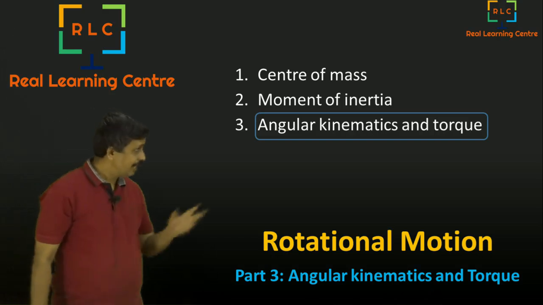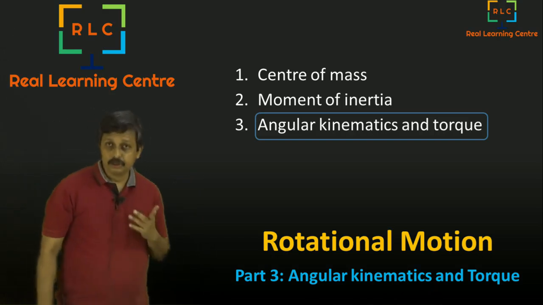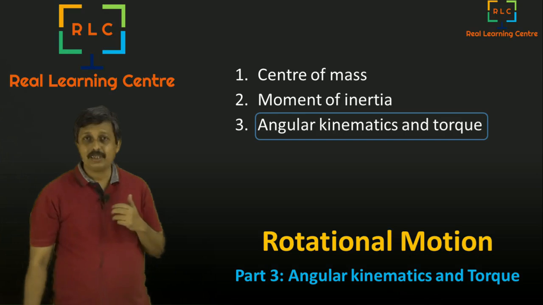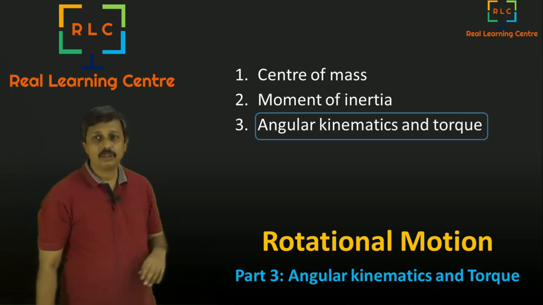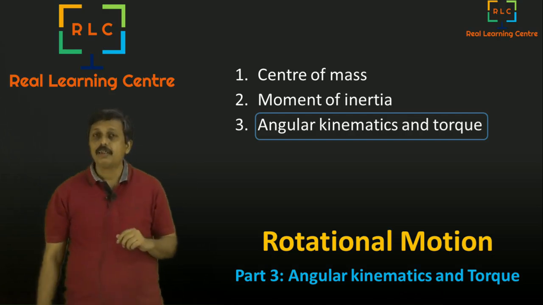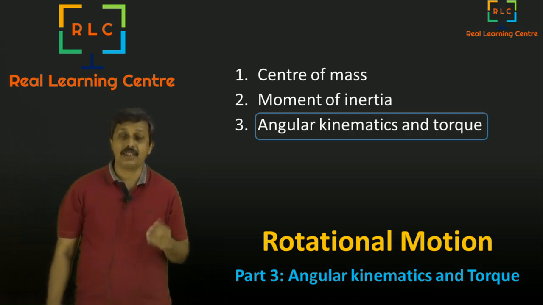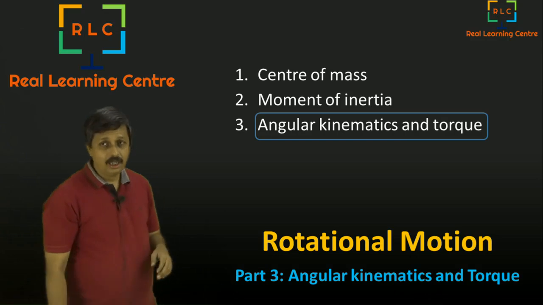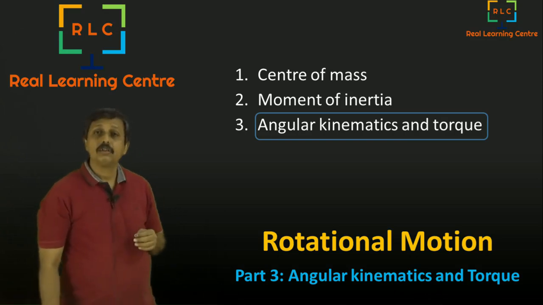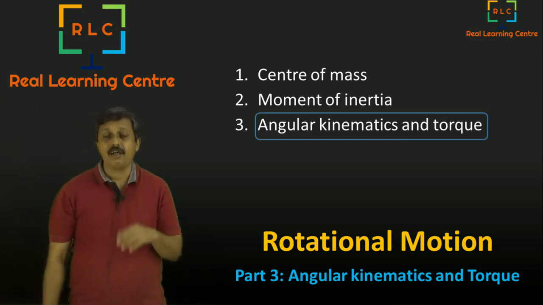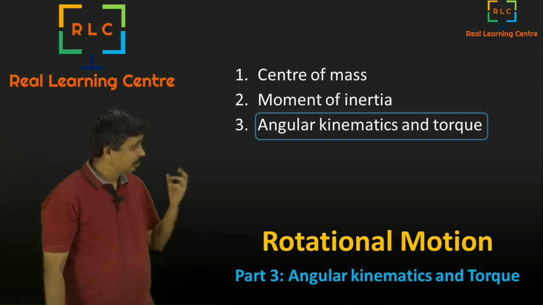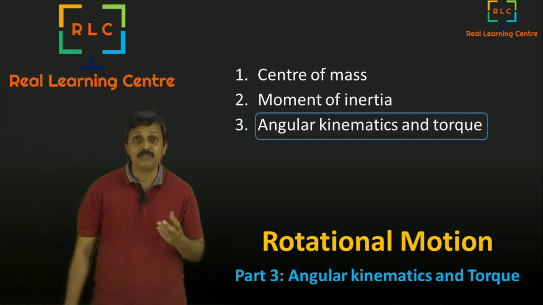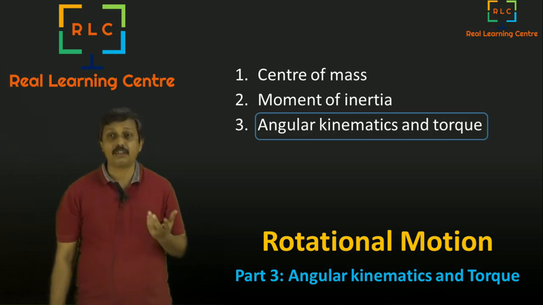Today we are going to do the last part of rotational motion. We have developed an understanding of what center of mass is and why it is important, and we also talked about moment of inertia, which is an equivalent of mass in the case of rotational motion. We are now talking about the kinematics of angular motion, and we also will talk about torque, the new concept, which is equivalent to force in rotational motion.